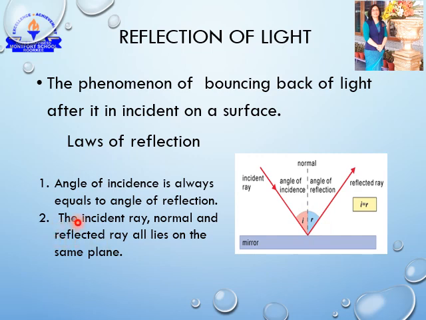The second law of reflection is that the incident ray, normal and reflected ray all lie on the same plane. You can see over here, this is your interface and all these rays, incident ray, reflected ray and normal, lie on the same plane.